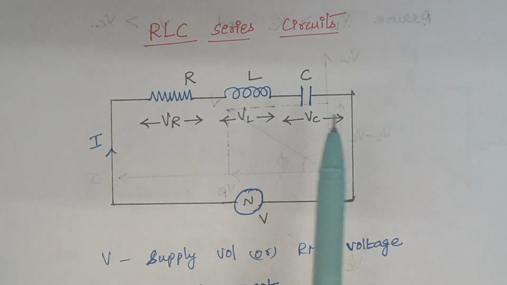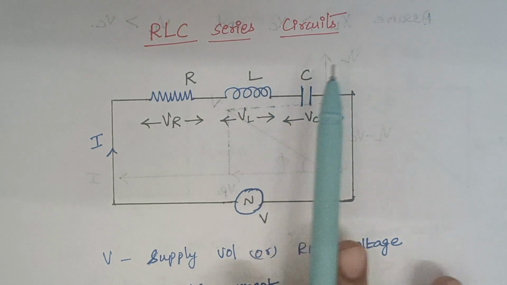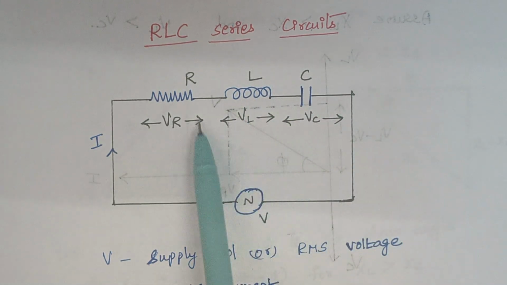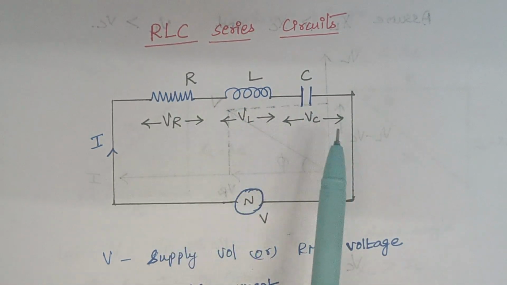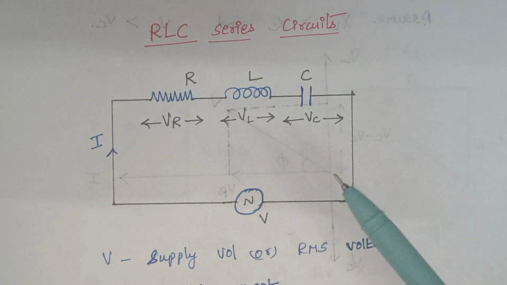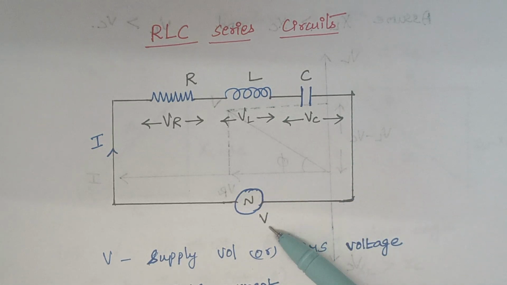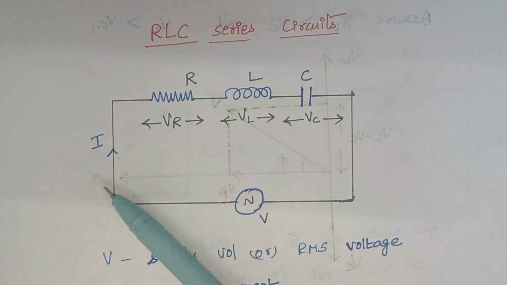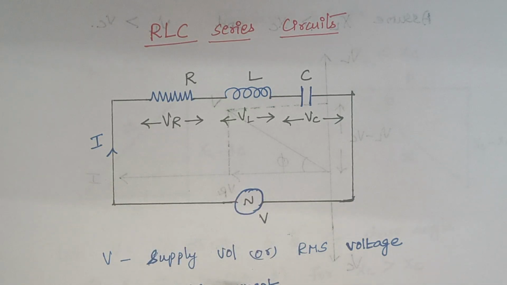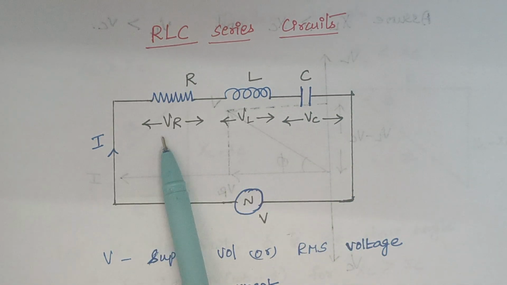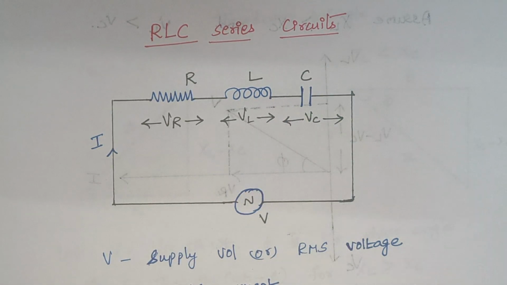So here, as the name mentioned, it is a series circuit. Here we are having R, L and C connected in series. Here V is the source voltage or supply voltage and I is the current that flows through the circuit. And VR, VL and VC are the respective voltage drops across the resistor, inductor and capacitor.